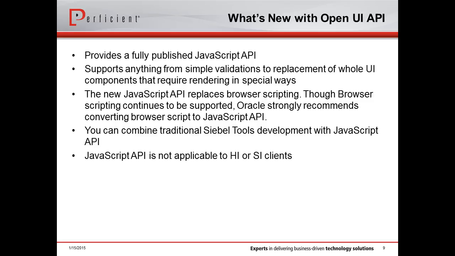So what's new with Siebel OpenUI with regards to APIs? Well, Oracle provides a fully published JavaScript API with this newest release. The JavaScript API that is included essentially allows companies to customize the Siebel Open User Interface in a variety of different ways. The published APIs support anything from simple validations on fields to replacements of whole user interface components that require rendering in a special way.